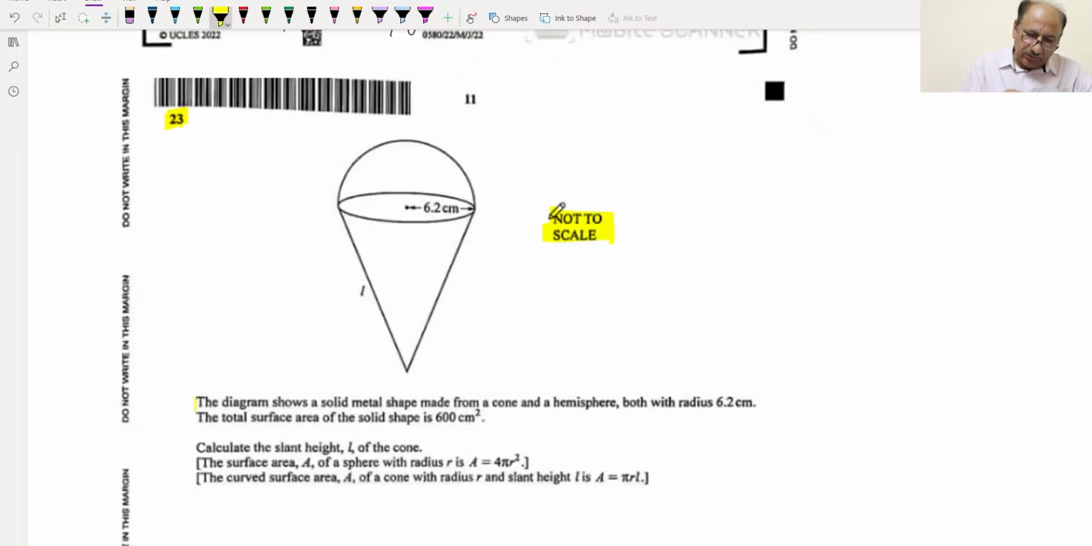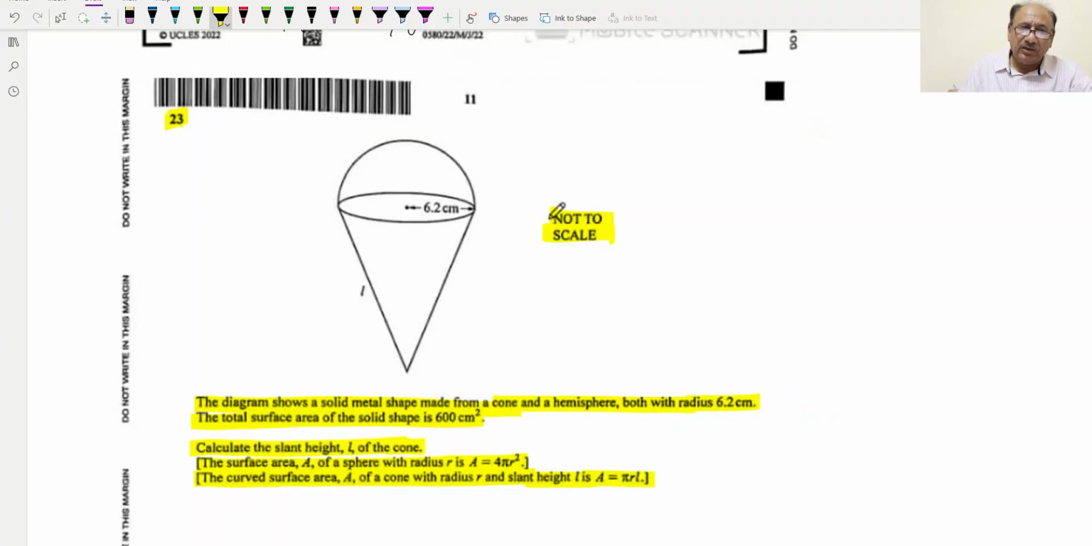Diagram is not to scale. The diagram shows a solid metal shape made from a cone and hemisphere, both with radius 6.2 centimeter. The total surface area of the solid shape is 600 centimeter square, and they are saying calculate the slant height L of the cone, and the formulas are given. The surface area A of sphere with radius R is A is equal to 4 pi r square. The curved surface area A of the cone with radius R and slant height L is A is equal to pi r L.